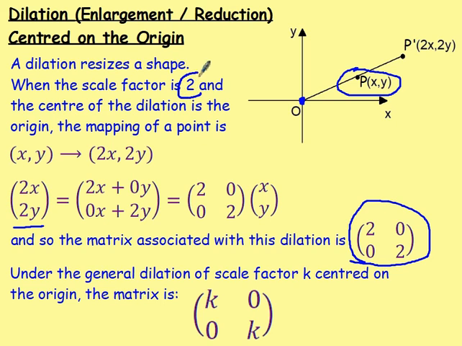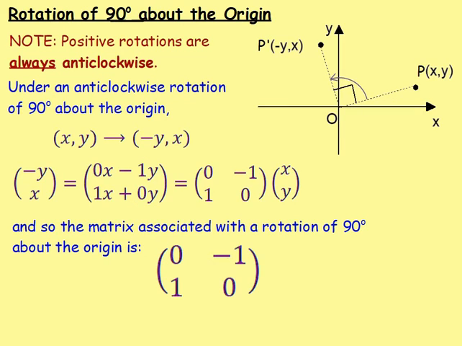Really, whatever your scale factor is, so if your scale factor was some other value, let's just say k, then the matrix associated would be k, 0, 0, k. So if your scale factor was 5, you would have 5, 0, and then 0, 5.